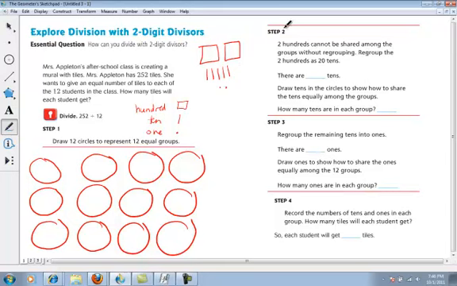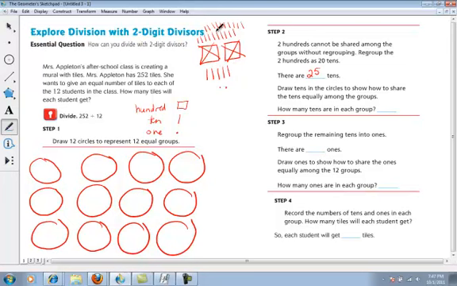Well, let's look at step 2. 2 hundreds cannot be shared among the groups without regrouping. So I have to regroup the 200s as 20 tens. So I'm going to take this 100 and make it 10 tens. And I'm going to do the same thing with this 100. So now I have 10, 20, 5. I have 25 tens now all together.